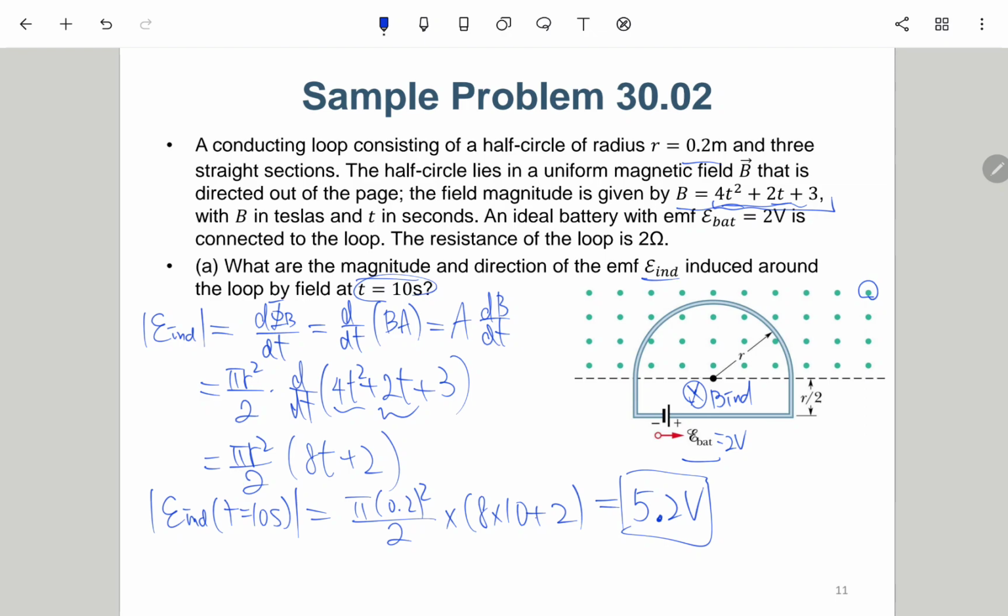You use your thumb pointing into the page, and your fingers should curl clockwise. So we know that this is the direction of the I induced and also the EMF. The EMF is in this direction. So the induced current is actually clockwise.